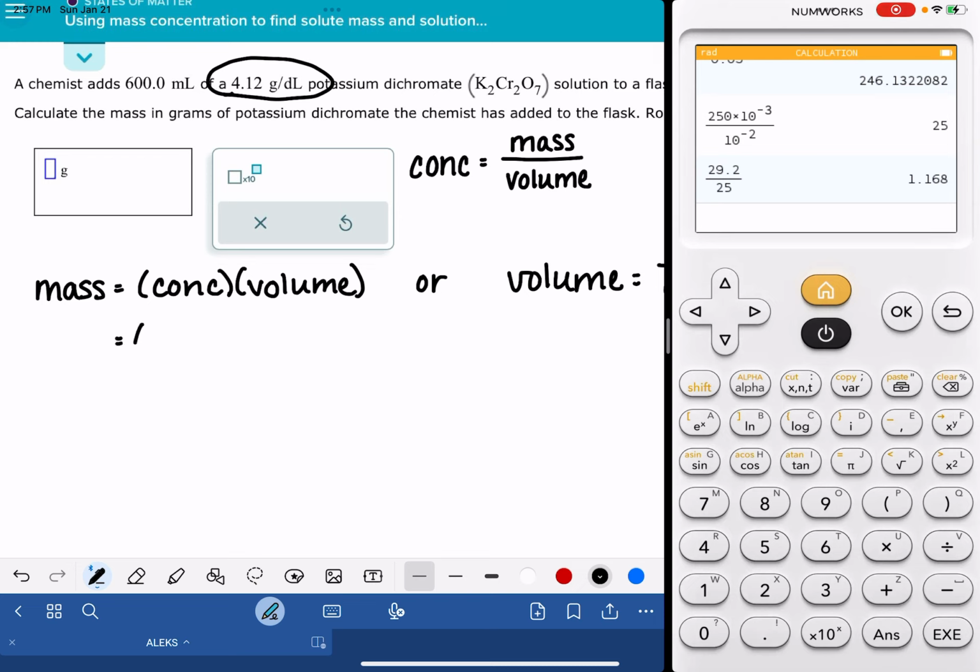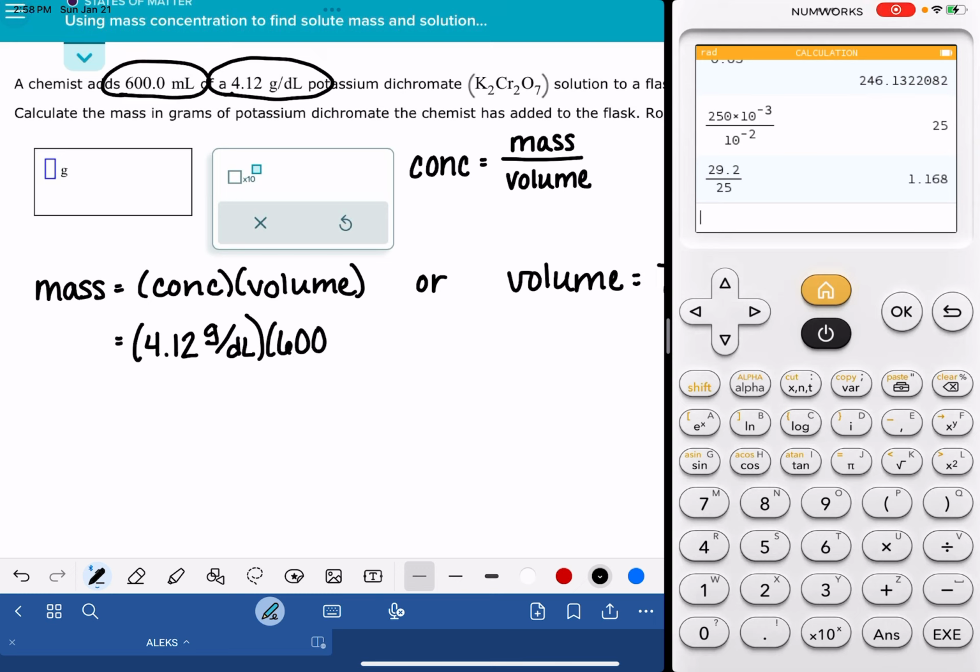Your concentration is going to be the number that has units of both mass and volume as well. So both mass and volume units. I have 4.12 grams per deciliter. And then here's my volume, 600 milliliters.